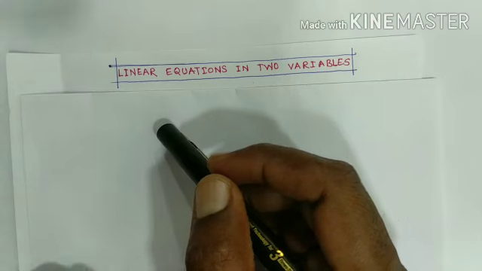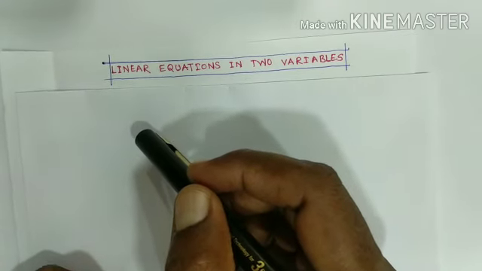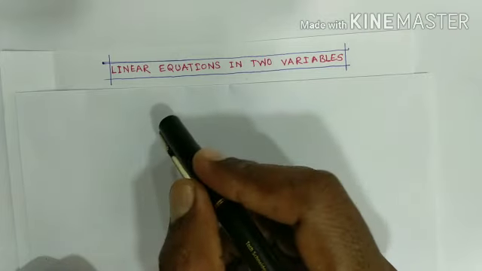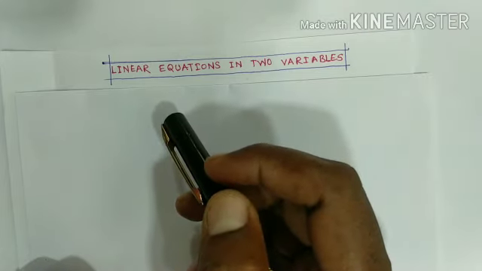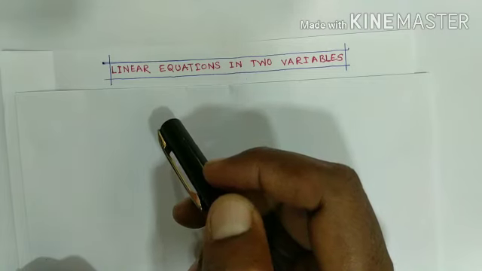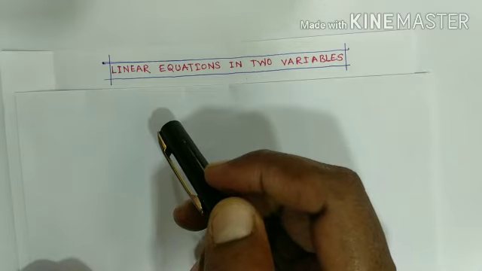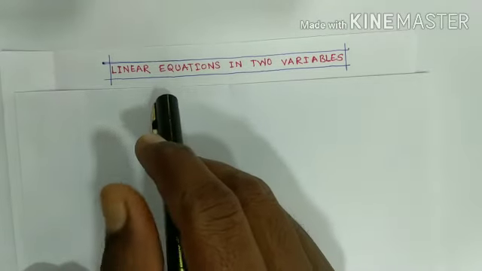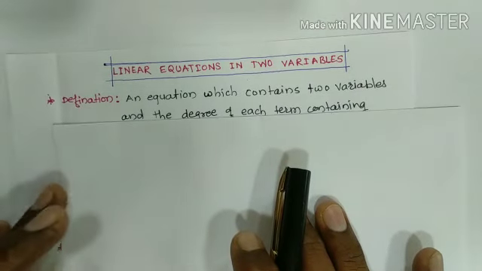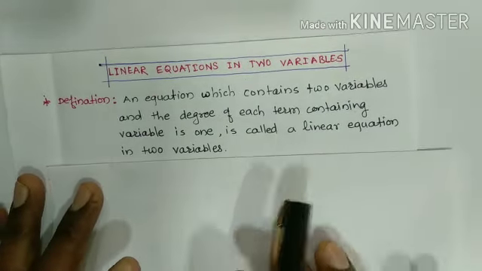Hello friends, in this video we are going to study linear equations in two variables, which is the first chapter from maths paper first. Before starting this chapter, let us recall that in 9th standard we already learnt about linear equations in two variables. So first we recall what linear equations in two variables are.